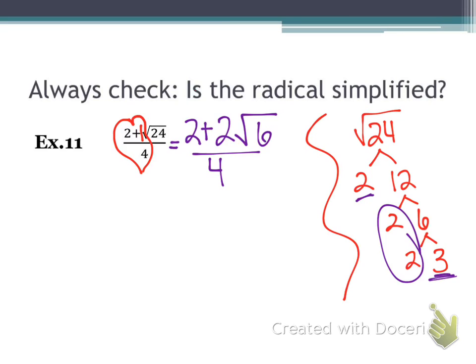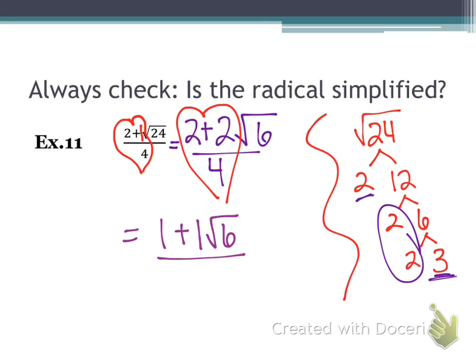A 4. So now when I look at my heart numbers, can I simplify all 3 of those by the same factor? Yes, what is that factor? A 2. 2 divided by 2 is 1. Another 2 divided by 2 is also a 1. Stuck with the square root of 6. Good. All divided by 2. 4 divided by 2 is 2.